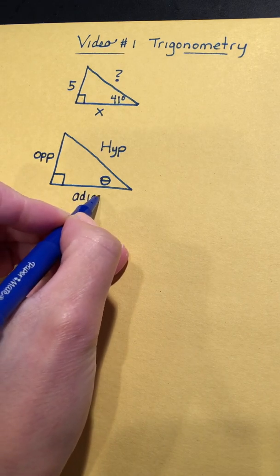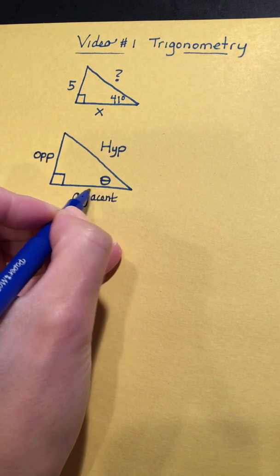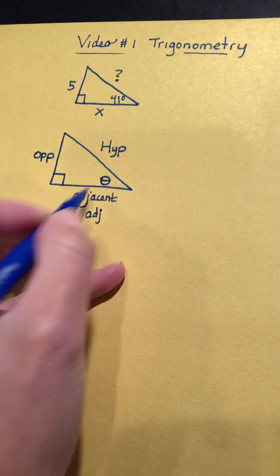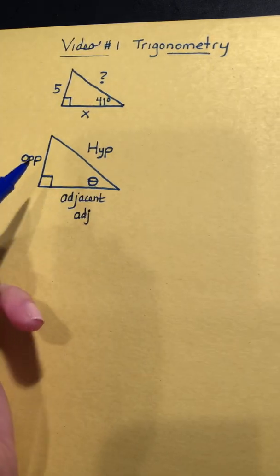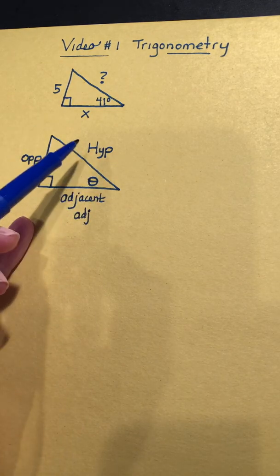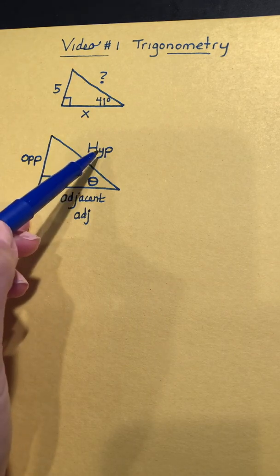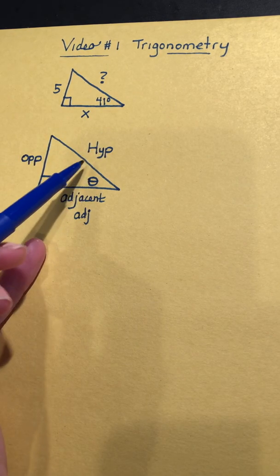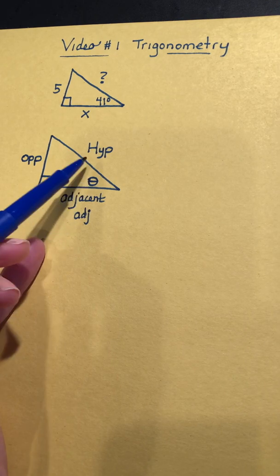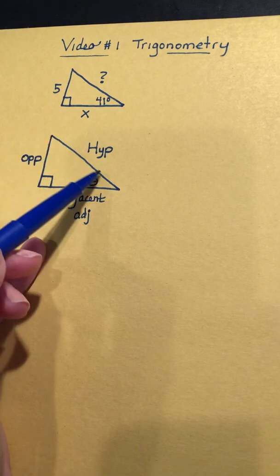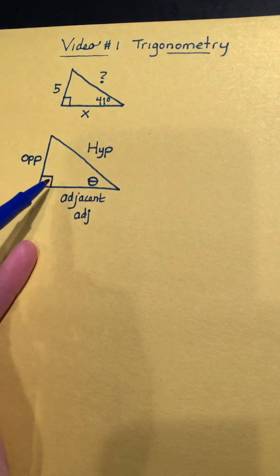Okay, now I can write out the word adjacent. You could also abbreviate it ADJ. Adjacent just means next to. Okay, so this is how you would label. Now, one thing that's important, you always want to label your hypotenuse first, because some students think, well, hey, Mrs. Bailey, isn't this side over here next to theta? Can I call that adjacent? And the answer is no, because this is always going to be my hypotenuse. It's across from the right angle.